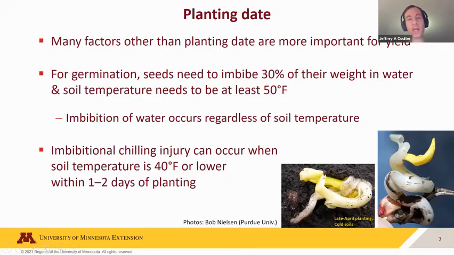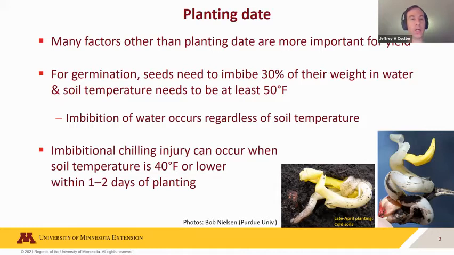On the previous slide, we only saw a few percentage yield decline if planting was delayed until mid-May or a little further. Another thing to think about with planting date is that for germination, seeds need to imbibe 30% of their weight in water, and the soil temperature needs to be at least 50 degrees Fahrenheit. The issue with this is that the imbibition of water occurs regardless of the soil temperature. So if we plant corn right now, the seeds would swell, but they wouldn't start to germinate until the soil temp gets to at least 50 degrees, and that can cause risk.